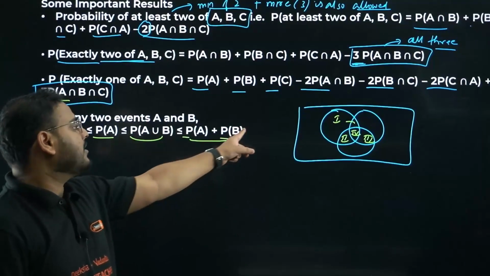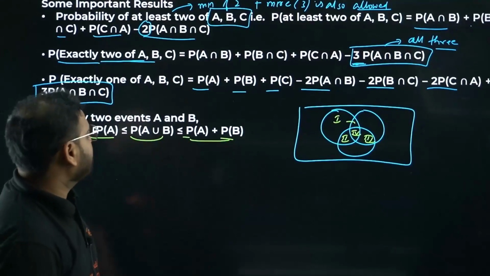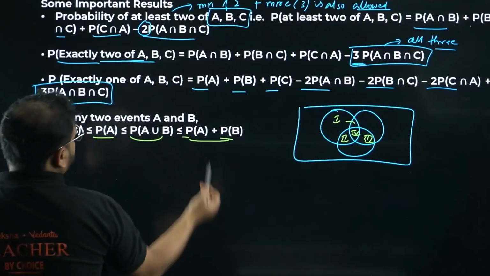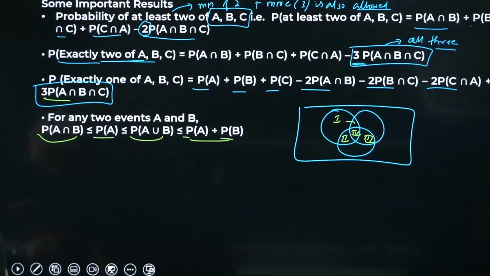Because in the formula you have intersection of A and B, right? Please check. On this side, subtraction is there. So this side will be addition, please check. Okay, so this is done.